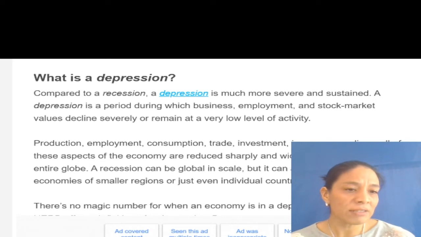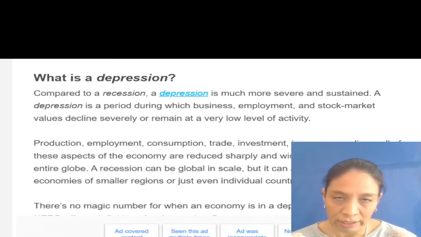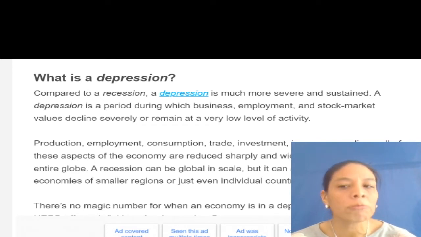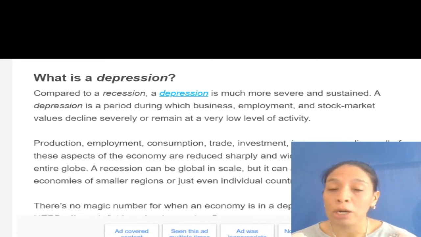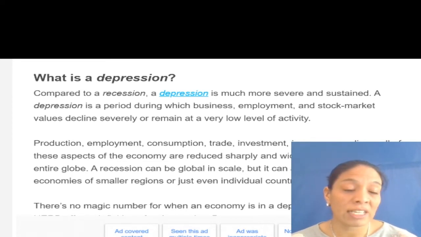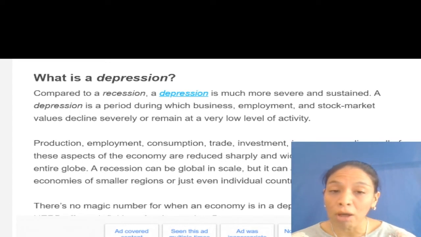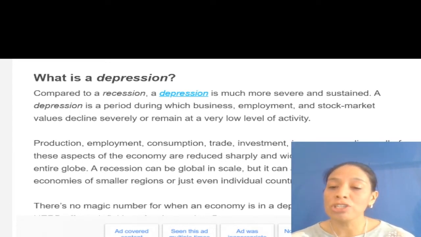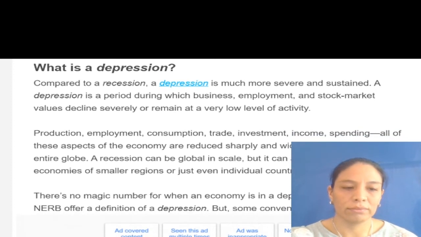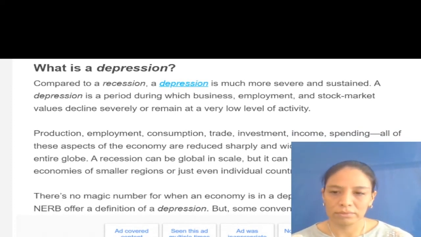It has some characteristics: production, employment, consumption, trade, investment, income, all the factors that we just mentioned in the recession explanation. All these aspects of the economy are reduced sharply and widely, often across the entire globe. A depression can be global in scale, but it can also restrict the economies of smaller regions or just individual countries. Right?